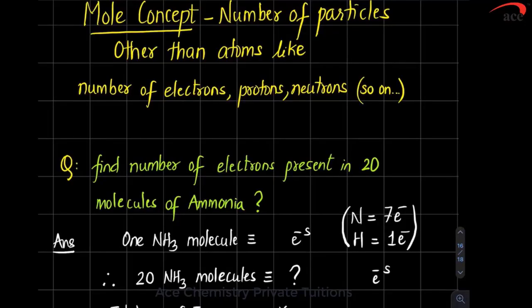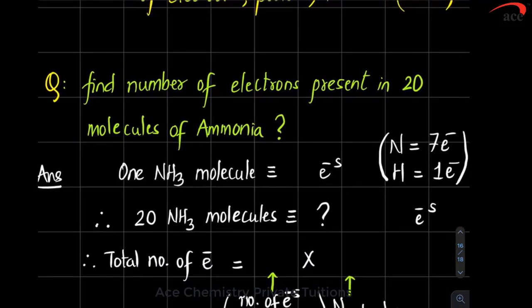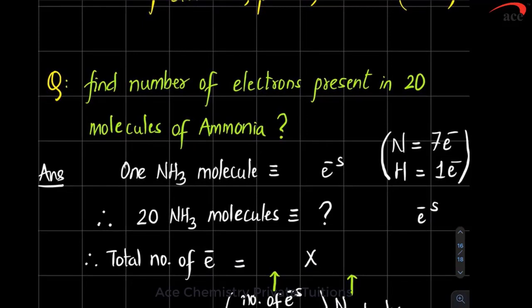We come to the next section of mole concept, and here the perspective is to calculate number of particles. But these are not number of atoms or number of molecules; we want to calculate unusual particles like electrons, protons and neutrons. So for that there is an example. Find number of electrons present in 20 molecules of ammonia.